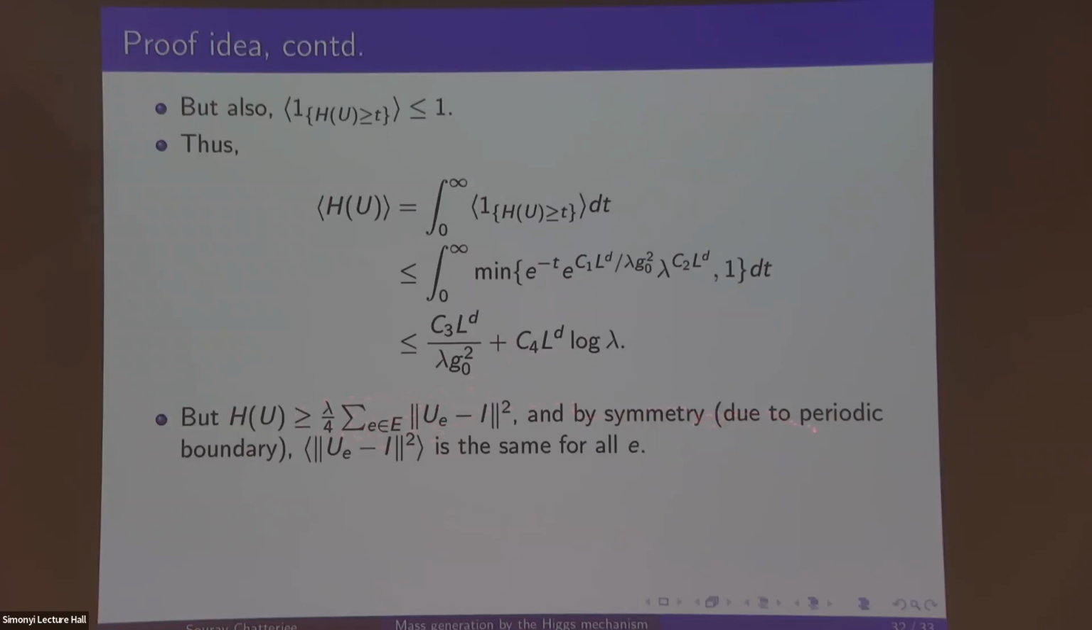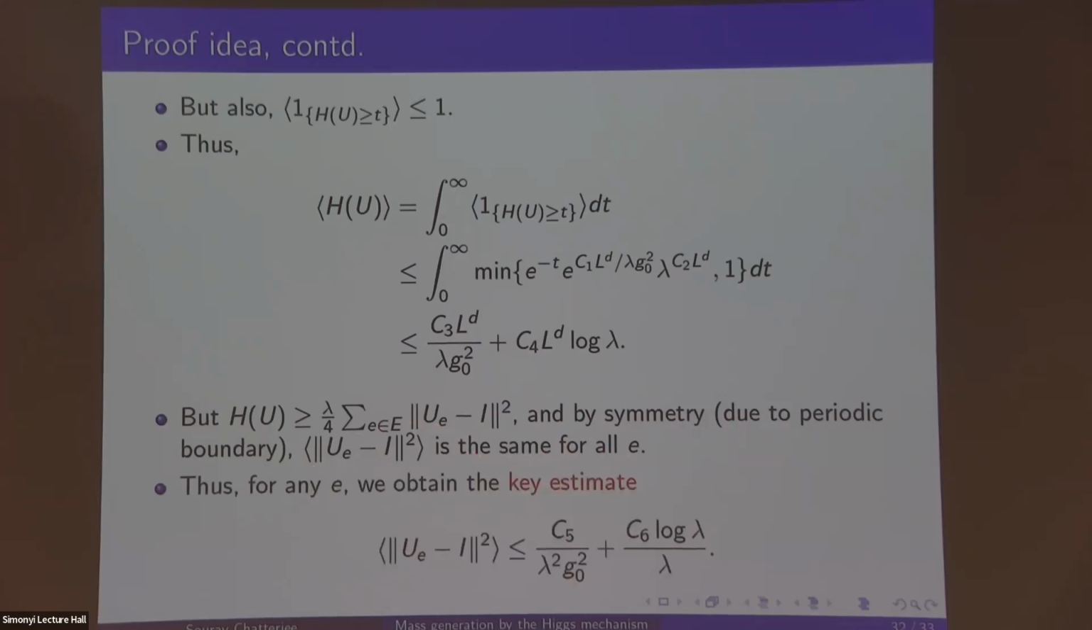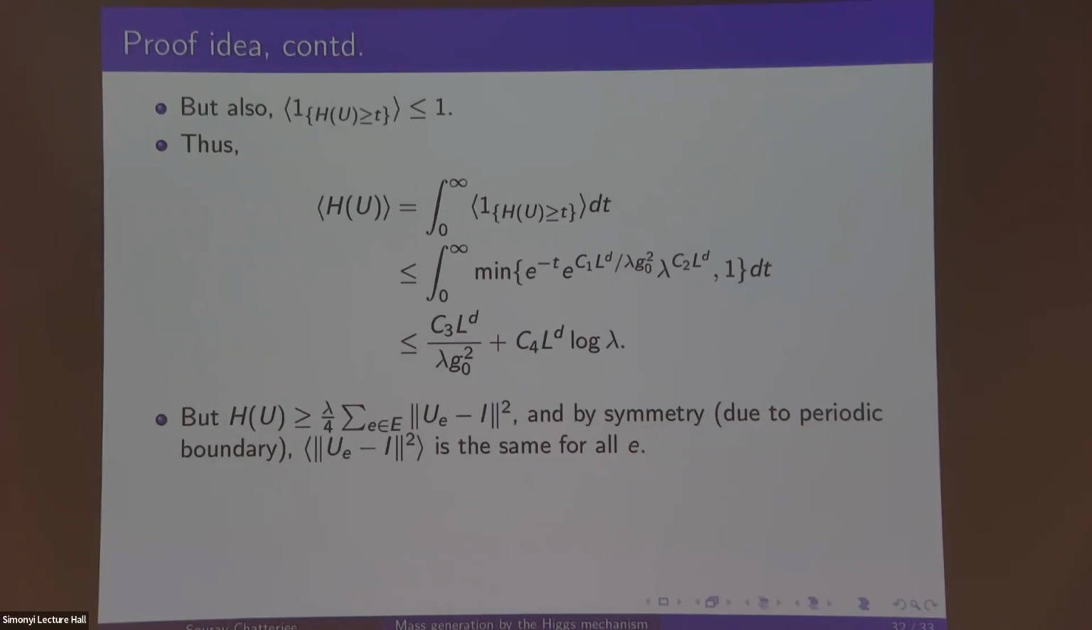And by symmetry, this is where I need the periodic boundary. This expectation is the same for all E, due to the periodic boundary. So I'm taking the theory on the periodic boundary. So the expectation will not depend on the edge. It's the same for all E. And therefore, you obtain this key estimate.